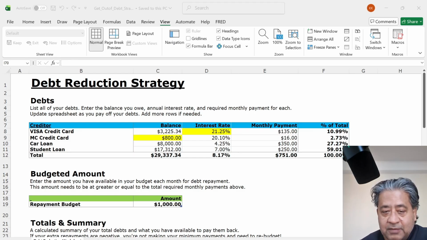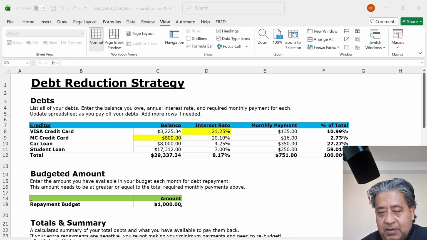The first one is a $3,200 balance, the Visa card. MasterCard has a small amount, $800. Car loans, say for example, $8,000. Student loan, a larger amount, $17,300. All in all, you have $29,300 in debts, and different interest rates. Visa is 21%, MasterCard 20%, car loans say 4.25%, student loan 7%. On average, the loan rate is about 8.17%.